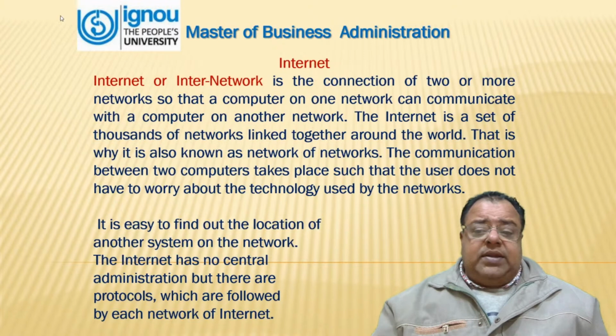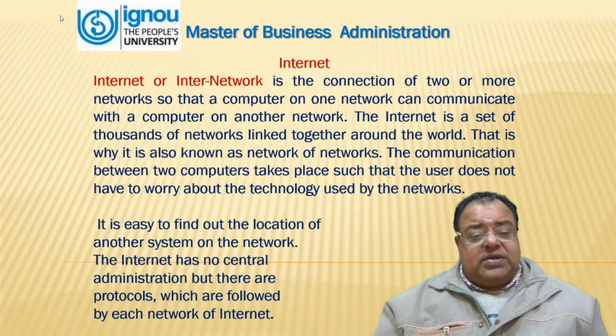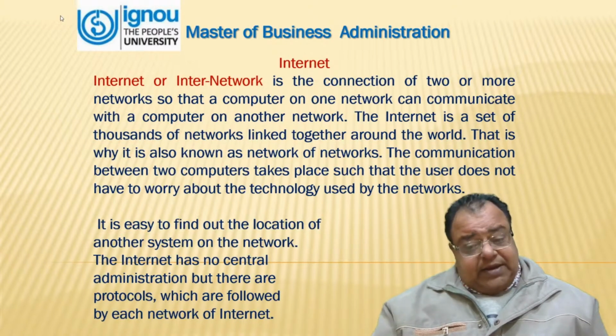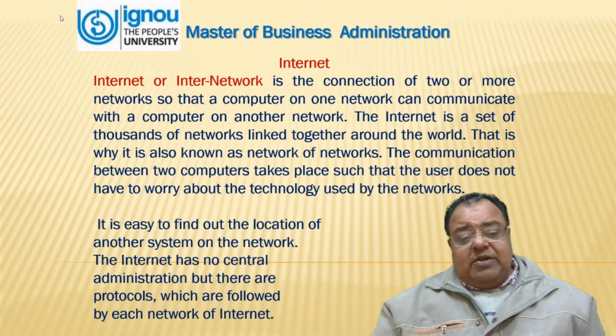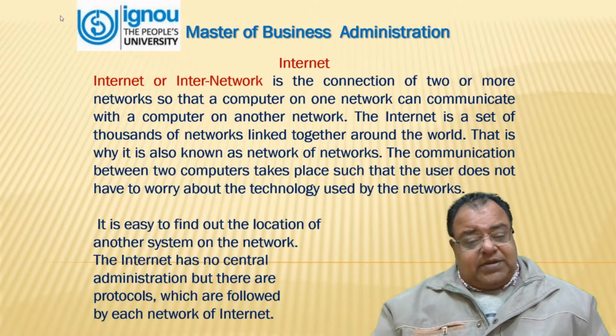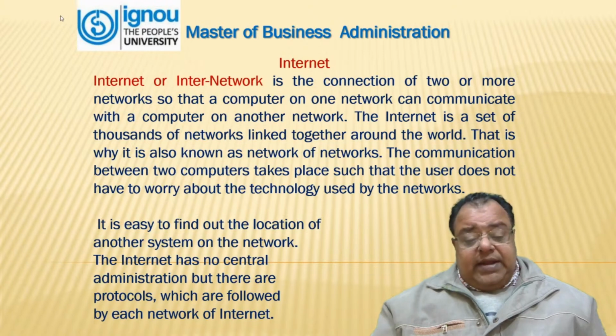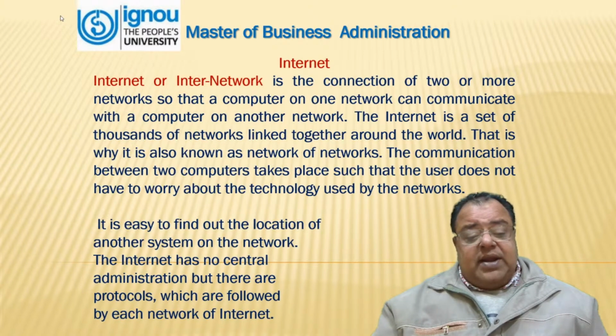The internet is a set of thousands of networks linked together around the world. That is why it is known as the network of networks. The communication between two computers takes place such that the user does not have to worry about the technology used by the networks. It is easy to find out the location of another system on the network. The internet has no central administration, but there are protocols that are followed by each network of the internet.